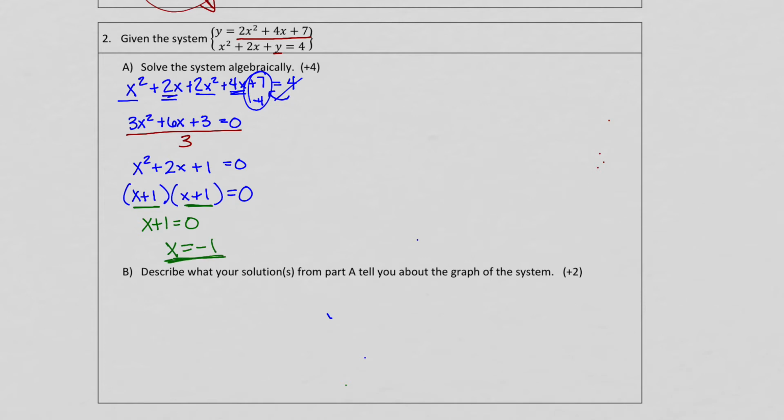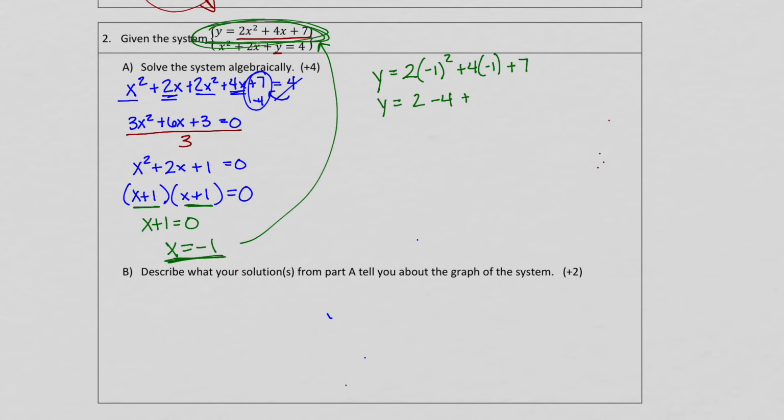Okay, this wasn't just a solve for x kind of problem. This is solving a system. So I need to take it and plug it into one of the equations. I'll take the first one because the first equation already is set up for y. So y equals 2 times x squared, well, I just said x is negative 1, plus 4 times x. So 4 times negative 1 plus 7. Let's see, that's going to simplify to be 2 times 1, so that's 2. 4 times negative 1 is a negative 4. And then I have a plus 7. So let's see, 9 minus 4 would be 5.